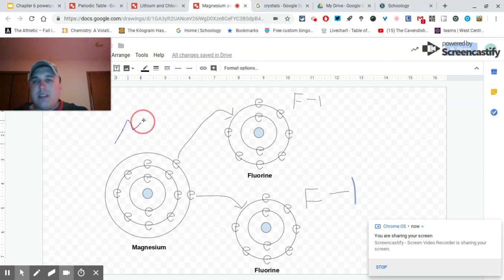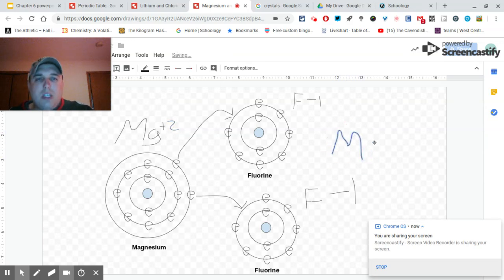It actually works better with bad handwriting. Oh, never mind, it does not. We're figuring this out. Stop laughing at me. So that's magnesium is +2. So now our chemical formula is MgF2. They're both happy. Magnesium has 8 valence electrons. Fluorine 8. Fluorine 8. They're all stable. They're all happy. This is how an ionic bond forms between magnesium and fluorine.